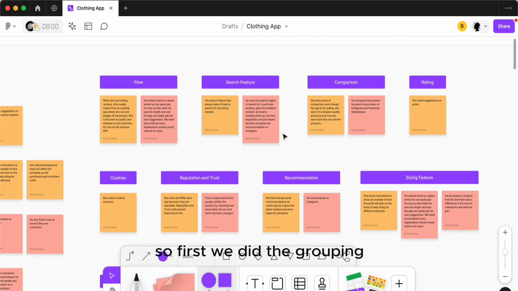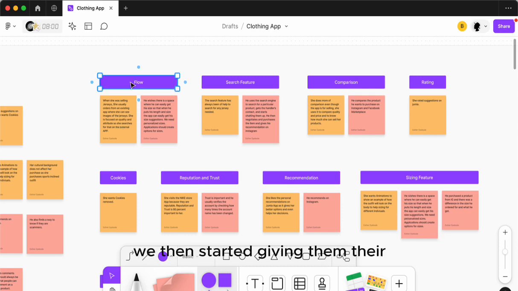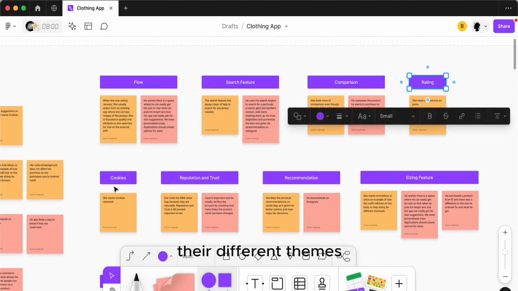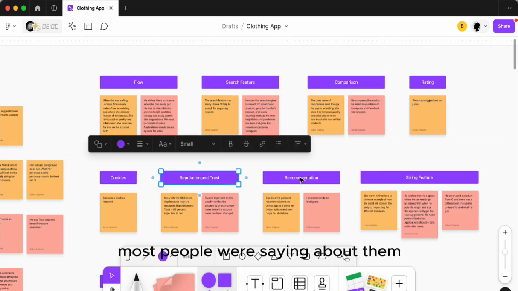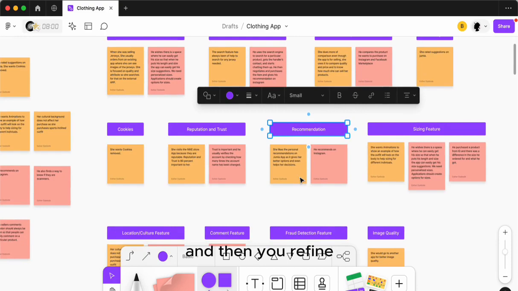So first we did the grouping. We first grouped all the ideas that seemed alike. After grouping all the ideas that seemed alike, we then started giving them their different categories, their different themes, based on what people were saying about them: what can we call this theme? After doing that, you then arrange and refine.